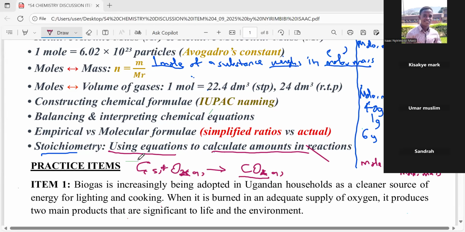So what is the coefficient of carbon? The coefficient of carbon here is 1 atom of carbon. The coefficient of oxygen here is 1 oxygen molecule. The coefficient of carbon dioxide here is 1. How do we call those values which are in front of the formulas? They are the ones we call stoichiometric coefficients. So when we talk about stoichiometry, just know it is using an equation to calculate amounts in a reaction. It can either be the amount on the reactant side or the amount on the product side.